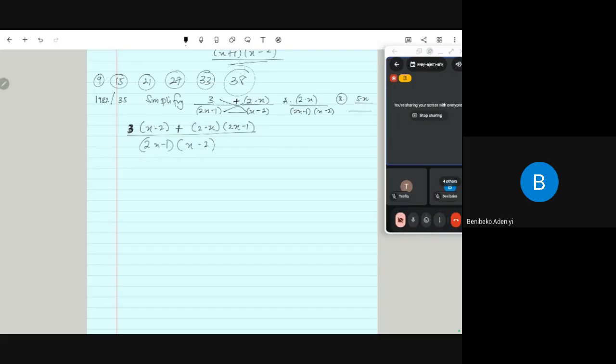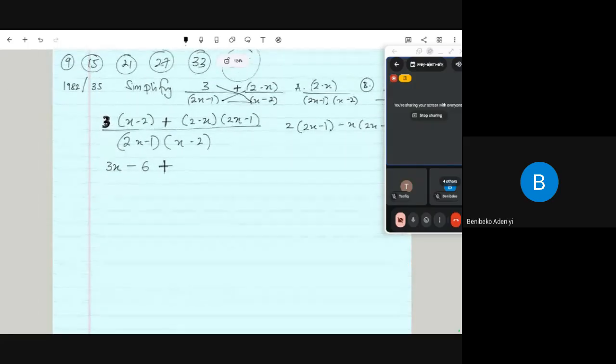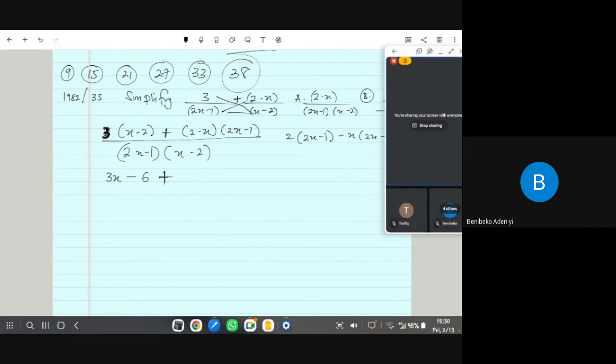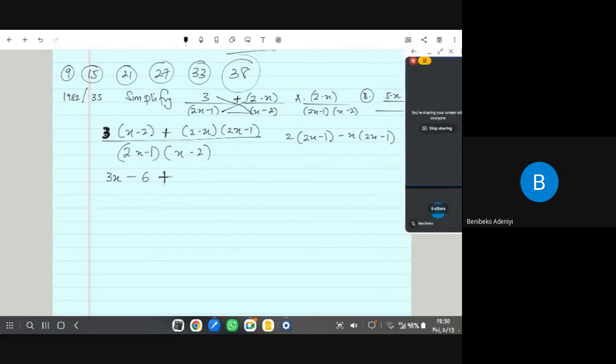So once this 3 is done, this 3 is telling us that everything in the bracket I have to affect it. So 3 times x, 3x, minus 3 times 2, 6. You don't need to stress yourself. Plus this one, you can do it like 2 into 2x minus 1 minus x into 2x minus 1. It is very safe to do it like this, but it is not fast. And remember, I told you guys that JAMB is not about a topic. Apart from the fact that you solved enough questions, you also have to be very, very smart. You have to learn how to work with time.